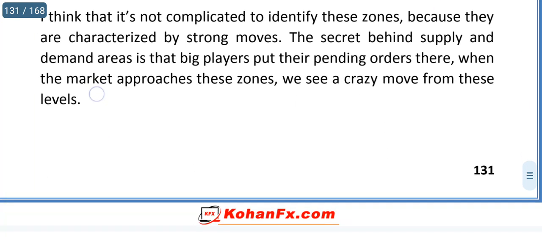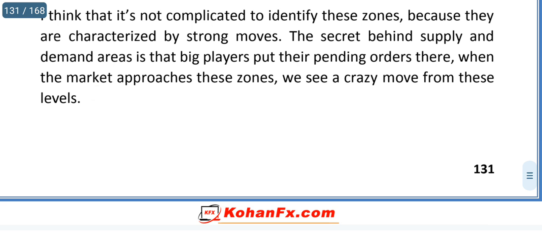Yes, and I think it is not complicated to identify these zones, because they are characterized by strong moves, and the secret behind the supply and the demand areas is that big players, it may be the buyers or the sellers, put their pending orders there when the market approaches these zones. I mean the supply and the demand zones.